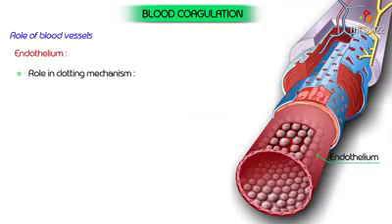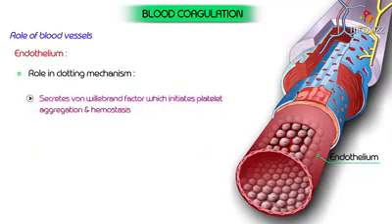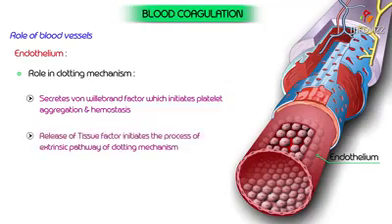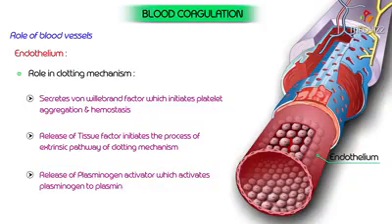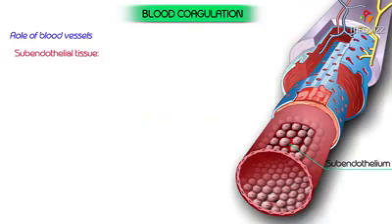Role in clotting mechanism. Endothelium secretes von Willebrand factor. The plasma von Willebrand factor initiates platelet aggregation and hemostasis. Tissue factor is released by the endothelial cells following trauma, which initiates the process of the extrinsic pathway of clotting mechanism. Plasminogen activator, which activates plasminogen to plasmin, is also released by the endothelial cells. Subendothelial tissue.